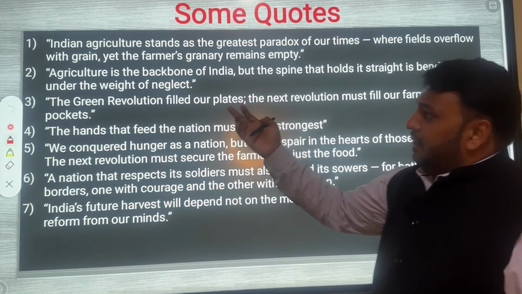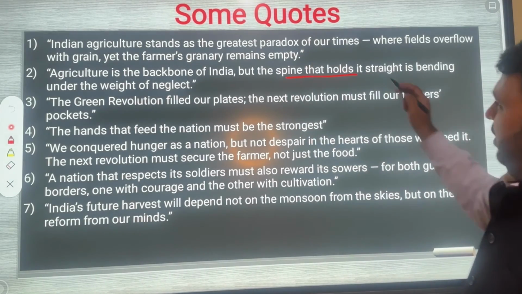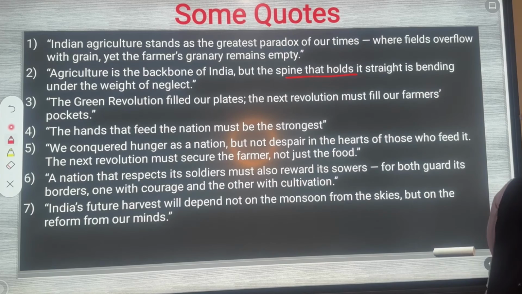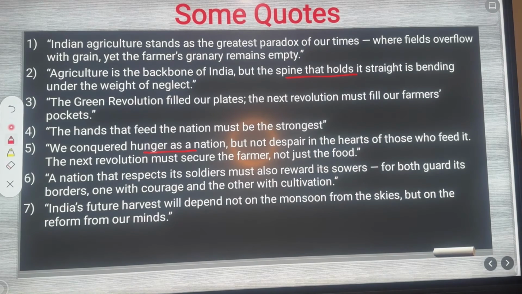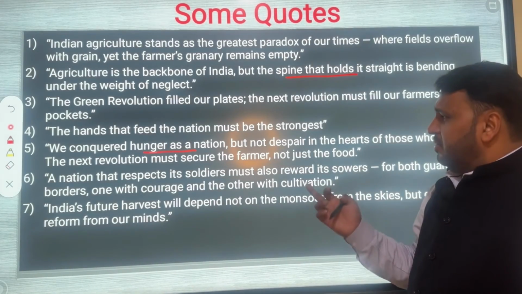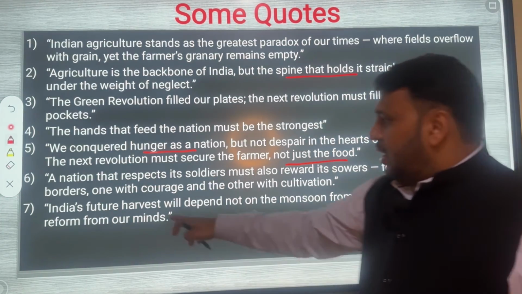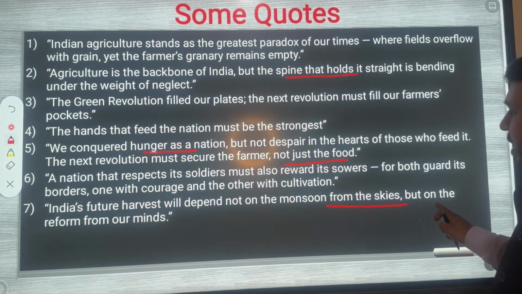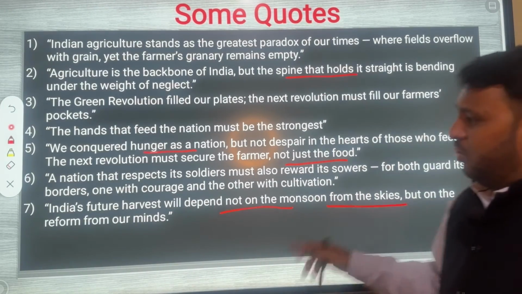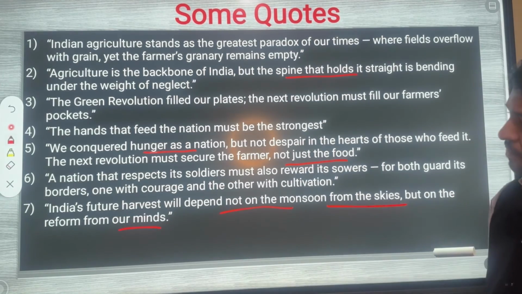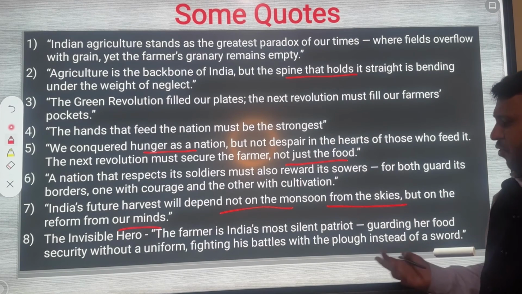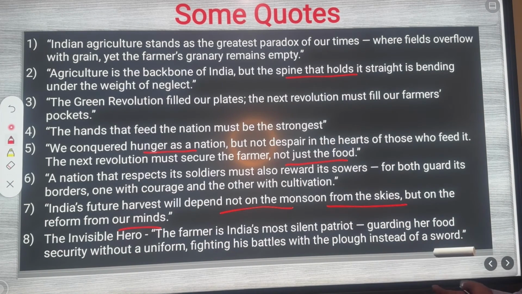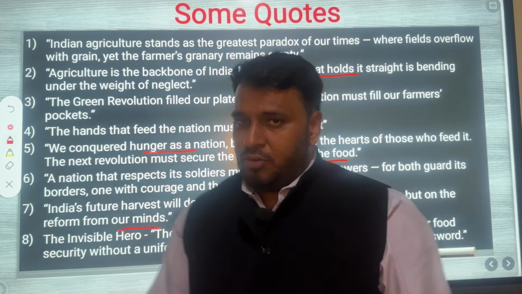For example, we can mention how agriculture is the backbone of India, but the spine that holds it straight is bending under the weight of neglect. We conquered hunger as a nation, but not despair in the hearts of those who feed it. The next revolution must secure the farmers, not just the food. India's future harvest will not depend on the monsoons from the skies, but on the reforms of our mind. Next, the invisible hero: the farmer, India's most silent patriot, guarding her food security without a uniform, fighting his battle with the plow instead of a sword. So these are some of the suggestive quotes that you can use. Okay, next.